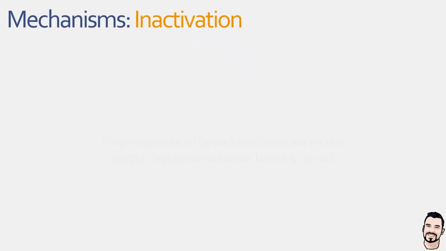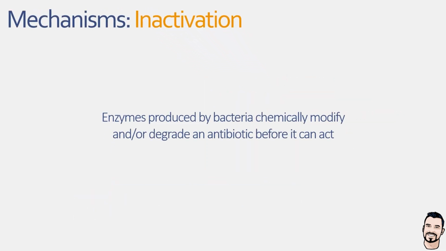So our first general resistance mechanism is antibiotic inactivation. Essentially, this is where bacterial enzymes either break down or chemically alter the antibiotic, changing the antibiotic structure so that it can no longer recognize or bind to its intended target. As a result, the antibiotic loses its biological activity and the bacteria remain unaffected.